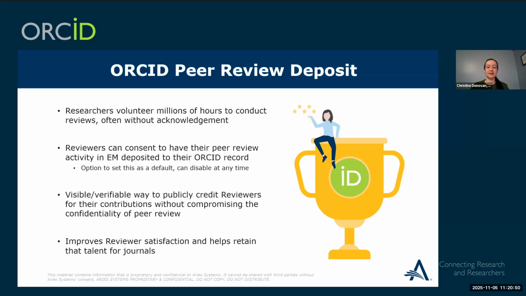These details are added to ORCID as peer review activity records. This is a visible, verifiable way to publicly credit reviewers for their contributions without compromising the confidentiality of the peer review process. It improves reviewer satisfaction and helps retain that talent for journals.